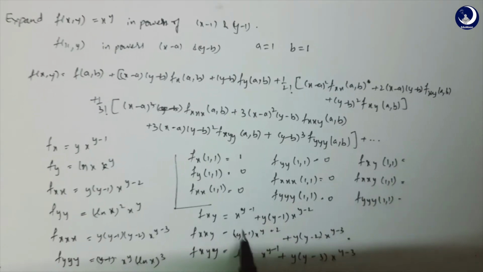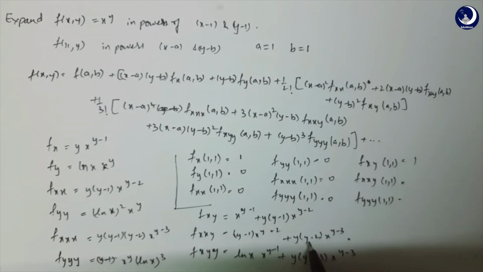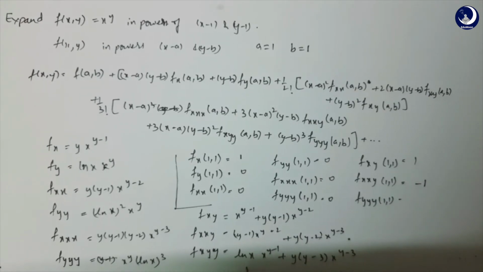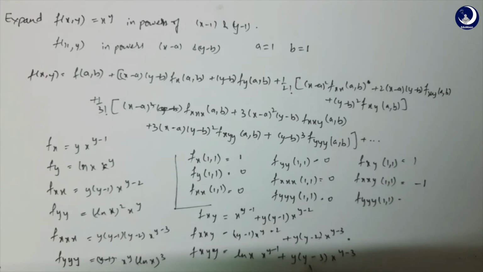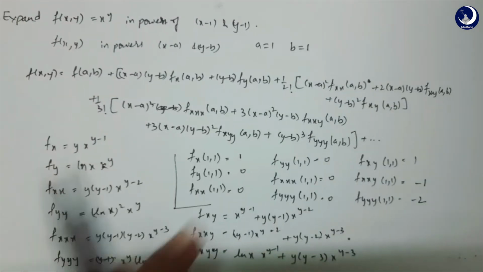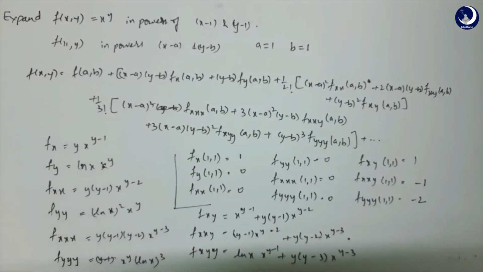For f_xy, this term is 1 and this term is 0. And when you substitute 1 over here, we get minus 1. So this would be minus 1. And for f_xyy, this term is 0, and when you substitute 1, we get minus 2. Now take these values and substitute in our Taylor expansion formula.